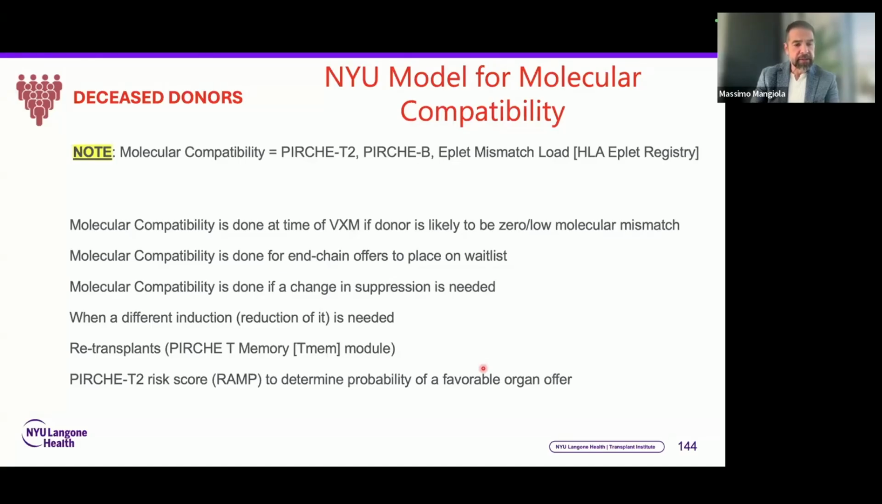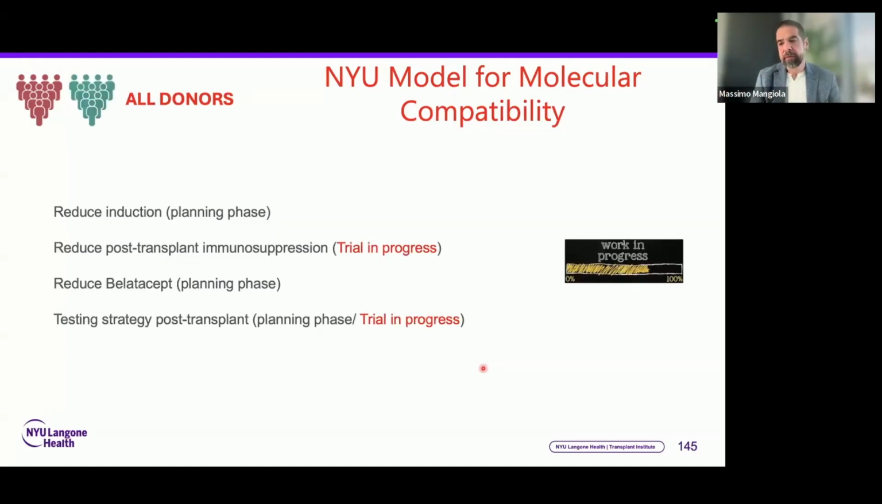Retransplants, we love the team memory module for retransplants. We are ready to answer questions when the medical team says, are we crossing previously mismatched HLA? And ramp is done, as I told you, when we have questions about what is the likelihood of a favorable organ offer. But for all the donors in general, we have at least these 4 points. There are many, many more, but it would take me forever to go through all the granularity.